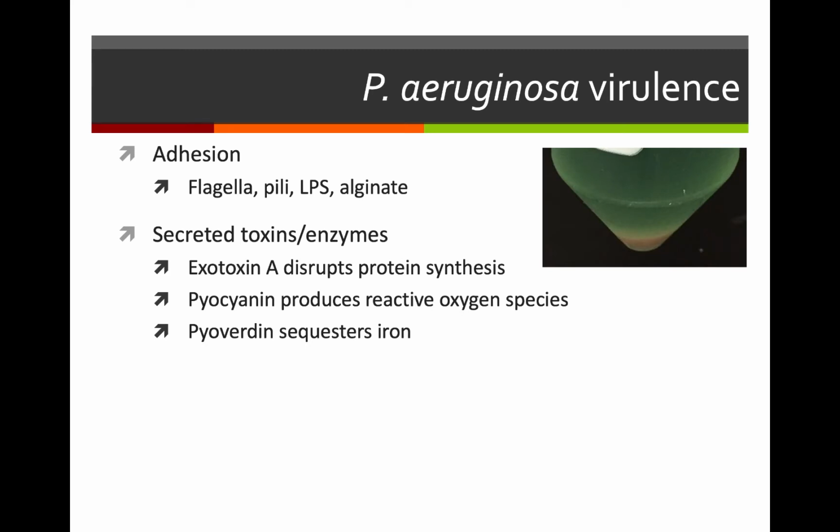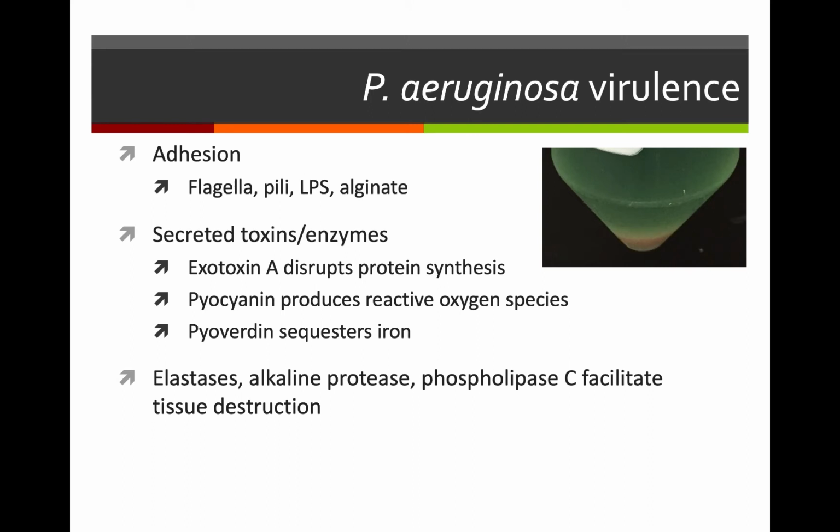They secrete lots of toxins and enzymes. A handful of them are listed here. Exotoxin A disrupts protein synthesis, leading to cell death. Pyocyanin, which is the pigment that gives a culture of Pseudomonas aeruginosa a blue-green color, produces reactive oxygen species, which cause DNA and protein damage in host cells and in other microbes. Pyoverdin is used as a siderophore. It sequesters iron, so it can steal iron from the host to use it for its own biochemical reactions.